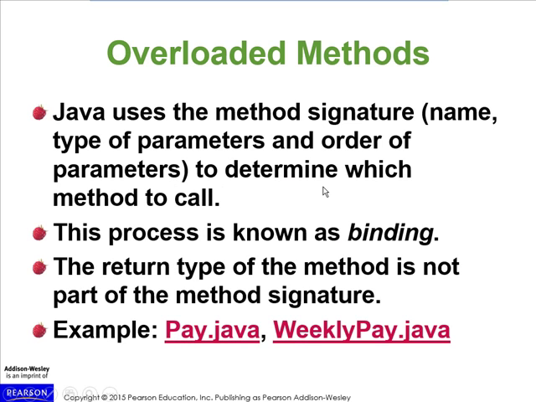So as it says, Java uses the method signature, the name, the type of parameters, and the order to determine which method to call. And notice that it says there, it's a process that's known as binding. These terms you should be familiar with. As you get into the advanced Java class, you'll hear about terms like early binded and late binded. If something is early binded, it has to be known at compile time, so the compiler has to know it.